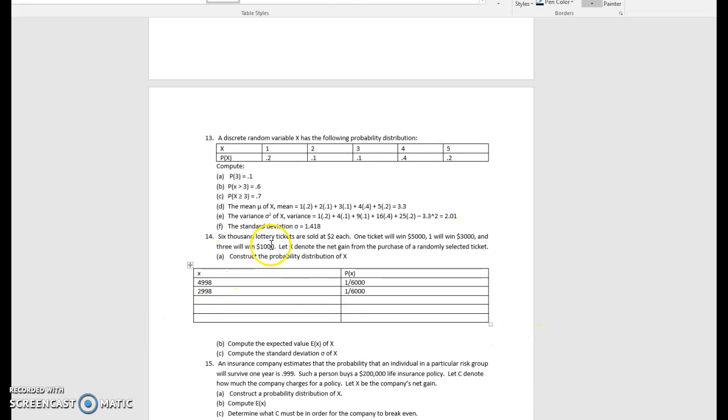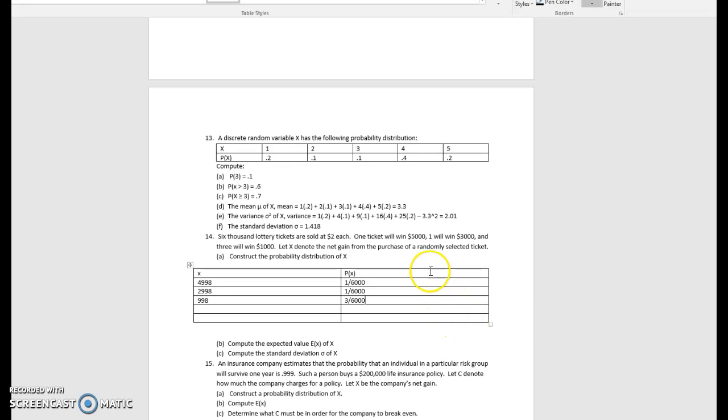And then let's do the same thing for the 3 winners of $1,000. Now, if we win that $1,000 ticket, again, we only get $998 out of the $2 we spent. But since there are 3 such opportunities, our probability is 3 out of 6,000 to win that ticket.